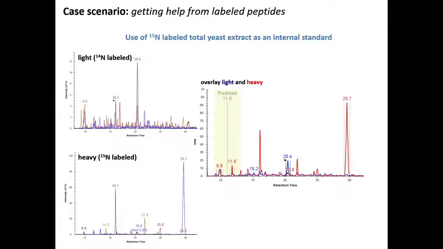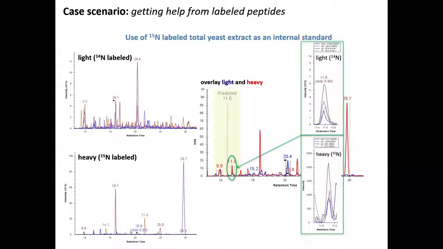In this case, it's a peak at 11.8. And then you can actually, even for peaks that we were not sure about when looking into one channel, you now have the heavy and the light coelution as an additional validation and confidence of identifications. You can now be pretty sure that this is actually the right peak.